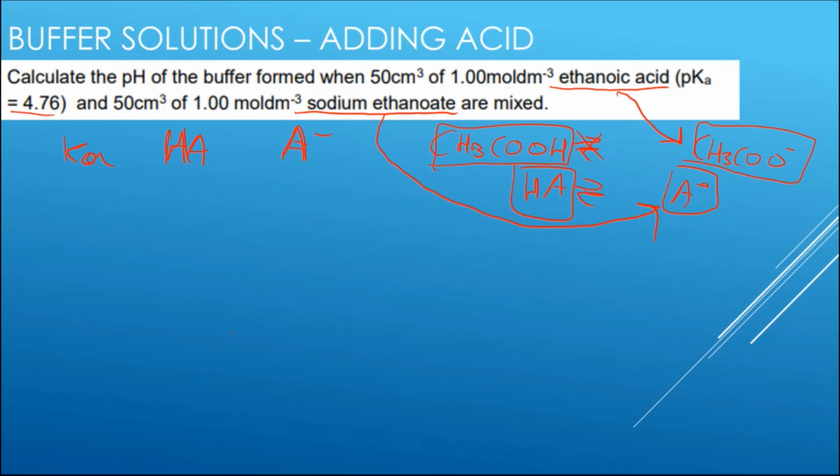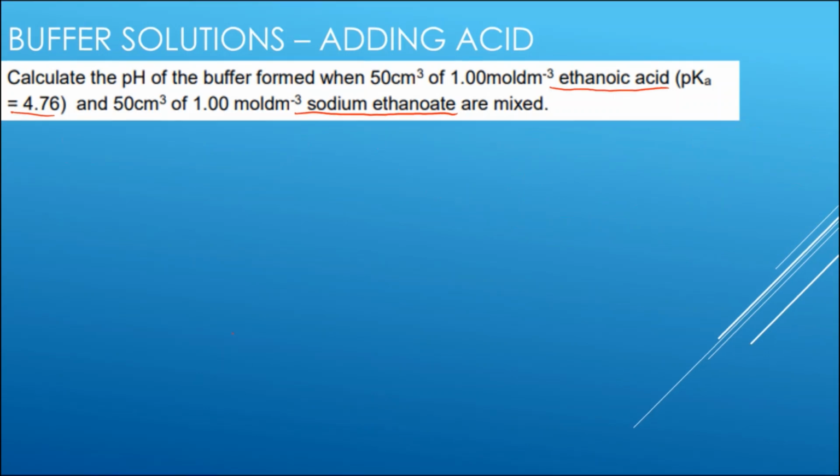So let's get started with the actual calculation. First, we calculate the moles of the acid. In this case it's 0.05, because remember to convert the centimeters cubed into decimeters cubed and times 1, and this would just give us 0.05. So this is the moles of acid, or we can just say H+, because it's only a monoprotic acid, it's ethanoic acid.